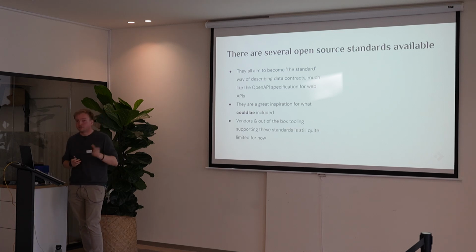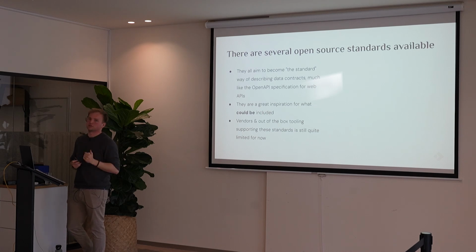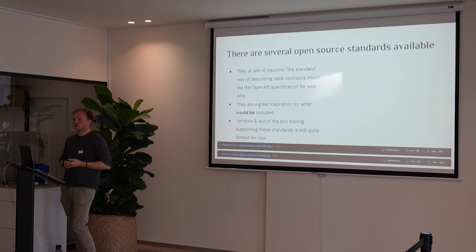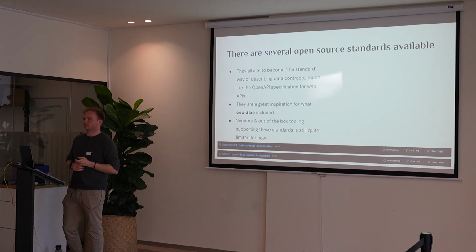Also the vendors that support the specifications, that's still quite limited. They have it in their GitHub, like a vendors.md file saying those are all the companies that support this specification. But it's still not even 10 companies, I believe, that integrate tooling with it. So you don't get a lot out of the box, not like the OpenAPI specification. But still, I think it's good to look at. There's two main ones out there. One is called data contract specification, and the other one is called open data contract specification.